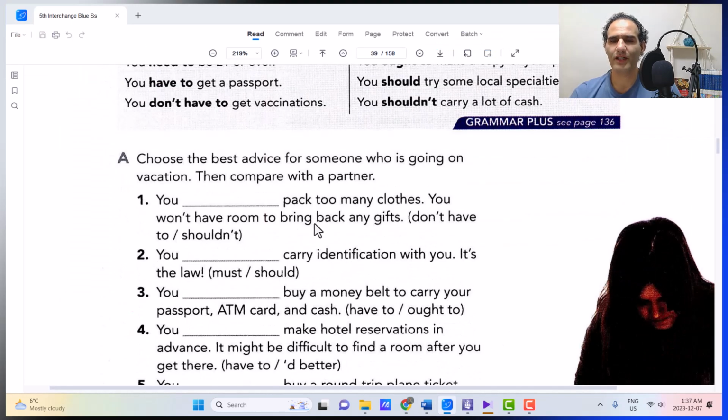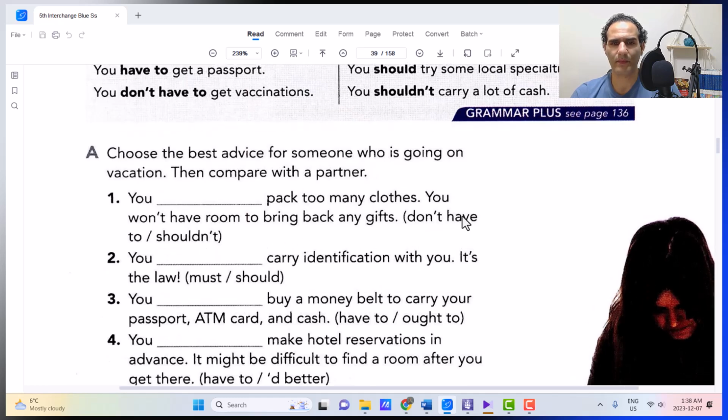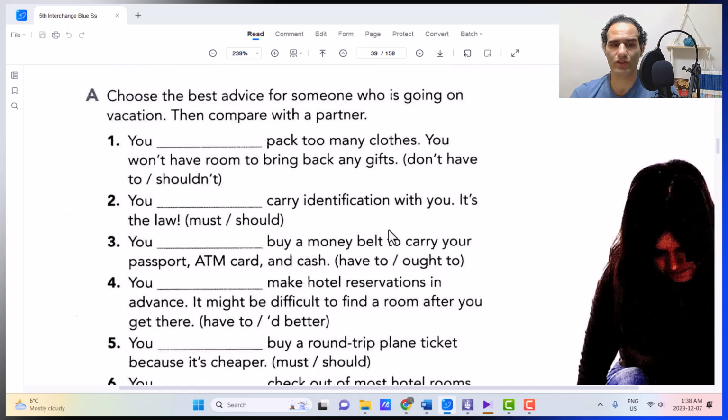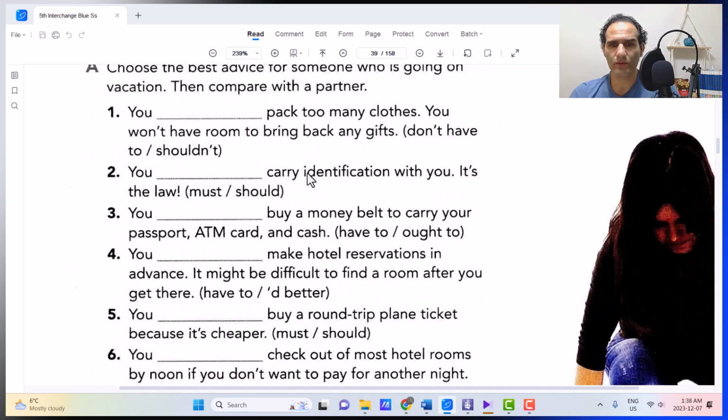I hope you're not tired by now, are you? Part A. Let's do it. Choose between the modals in parentheses. It says you too many clothes, you won't have. So you shouldn't pack too many clothes because you won't have enough room, which means space, to bring back any gift or souvenir. You must carry identification with you. It's the law.